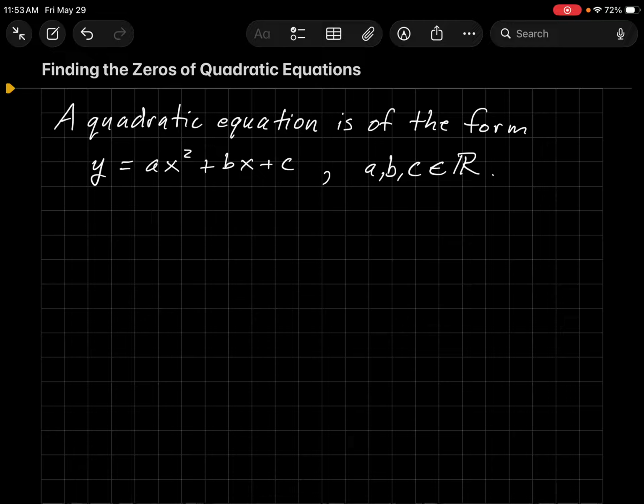Finding the zeros of a quadratic. A quadratic equation is of the form y equals ax squared plus bx plus c, where a, b, and c are constants or real numbers.